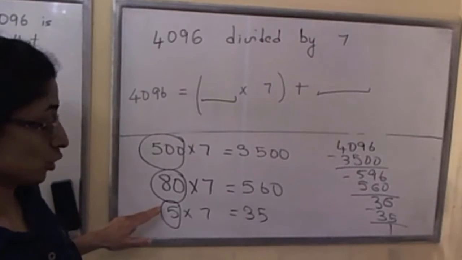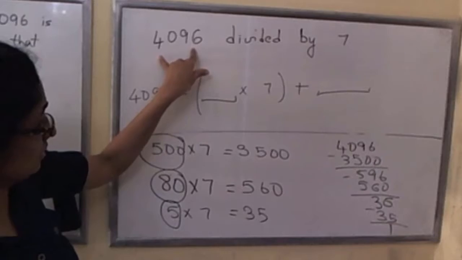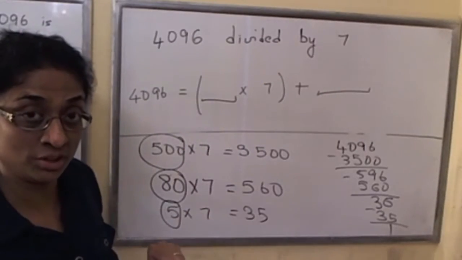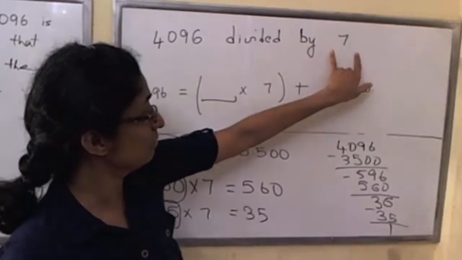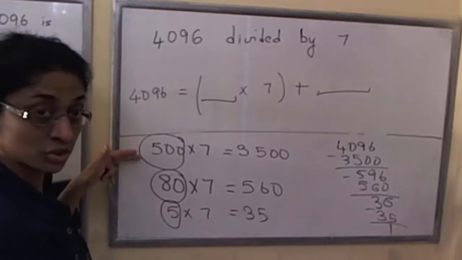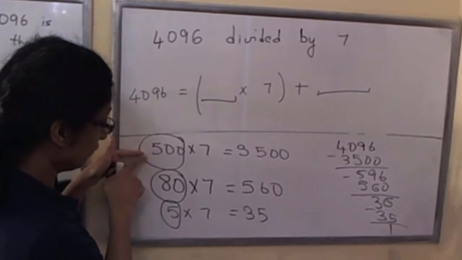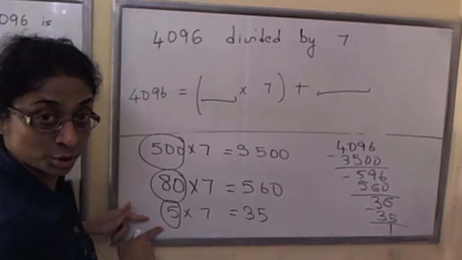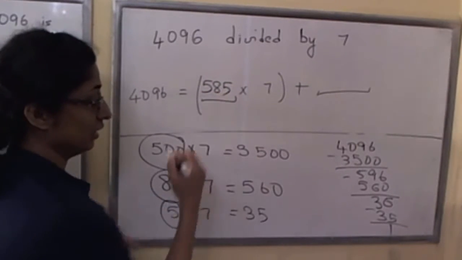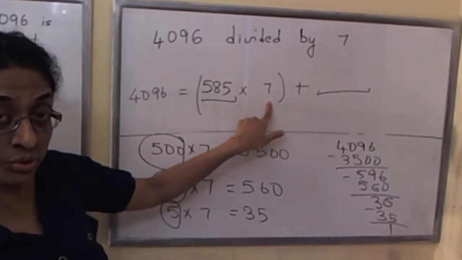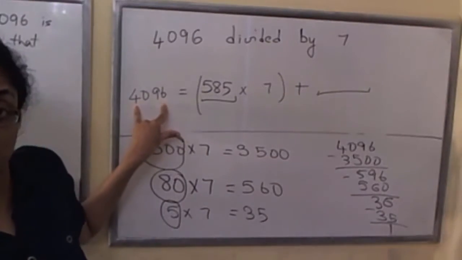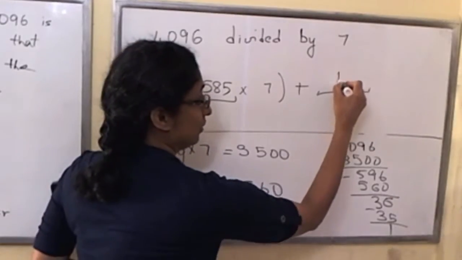So let's go back to the original question. This is the dividend, this is the divisor. When we do division with remainder, we're asking ourselves, what is the maximum number of multiples of 7 in 4096? Our calculations show us we could have 500 plus 80 plus 5 multiples of 7. So that is 585 multiples of 7. That would get you up to 1 less than 4096, this remainder of 1. So the remainder is 1.